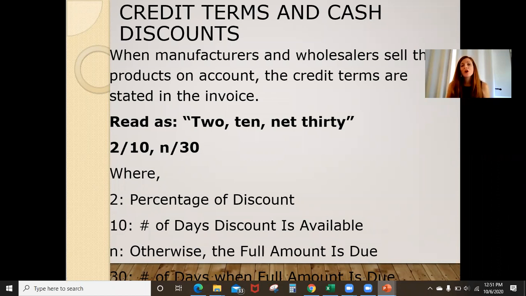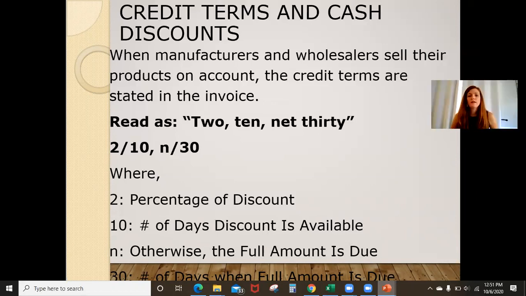But now we are going to talk about credit terms and discounts, and we're also going to talk about sales returns. So we're going to finish out chapter 6 today with this lecture. And then we're going to have sort of a hands-on project for our final lecture for chapter 6. Okay, so let me move that there. Okay, so our credit terms and cash discounts.